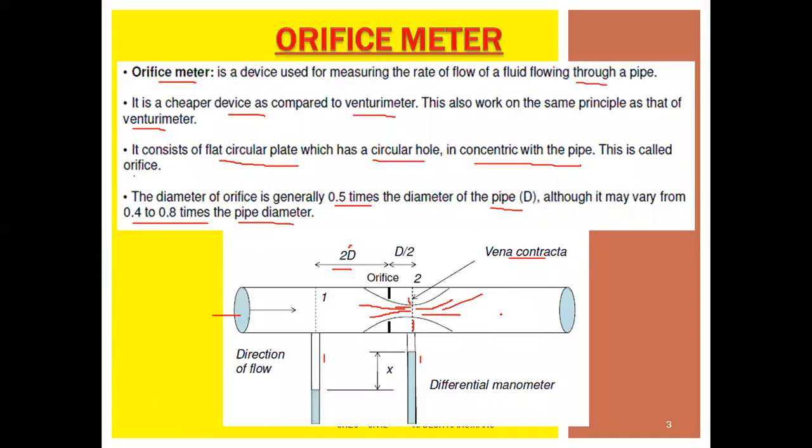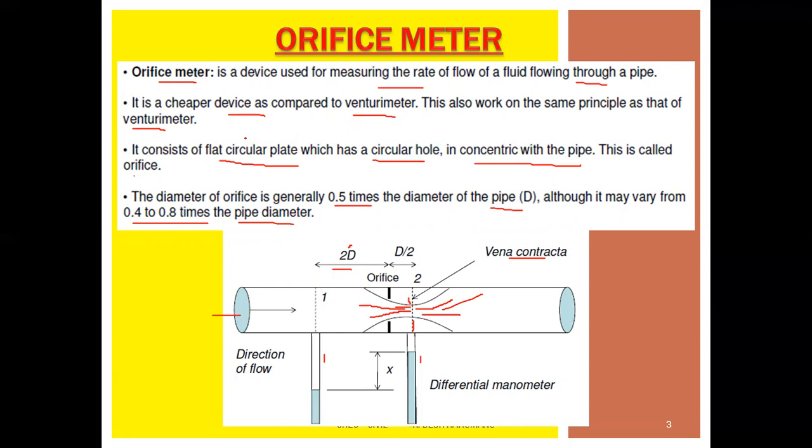So in the last class, we stopped this topic at the orifice meter concept. We will discuss some problems on the orifice meter and then go to the Pitot tube. So what is the meaning of orifice meter? It is also a device used for measuring the rate of flow of a fluid through a pipe. It is a cheaper device compared to the venturimeter. It also works on the same principle as the venturimeter.